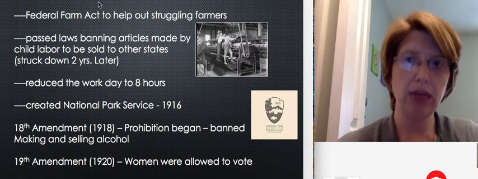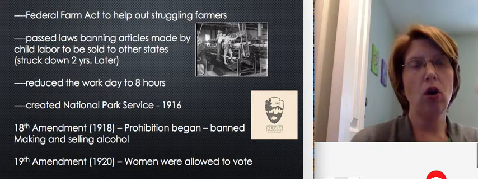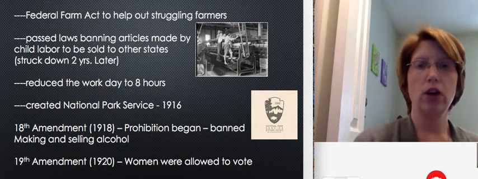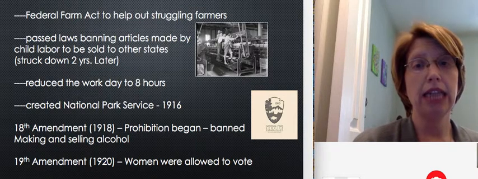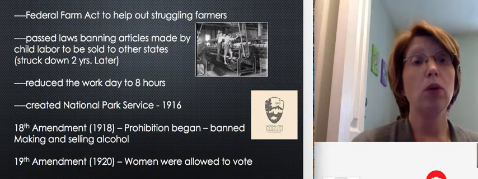And then these come up a little bit later, even after the war, but I wanted to go ahead and put them here because then we're going to put our whole attention on what's going on in the war. The 18th Amendment is passed in 1918, beginning Prohibition.